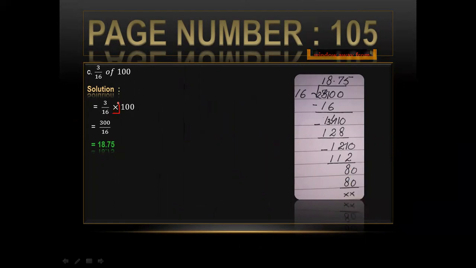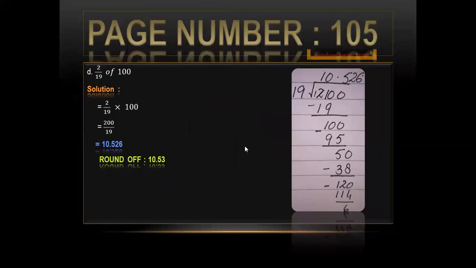Part C is 3 over 16 of 100. Again here we interchange of into multiply. 300 over 16. Now when we divide 300 by 16, the quotient becomes 18.75. Already after the decimal there are 2 numbers. We don't have the third one. So our answer will be 18.75. We cannot round off the number.